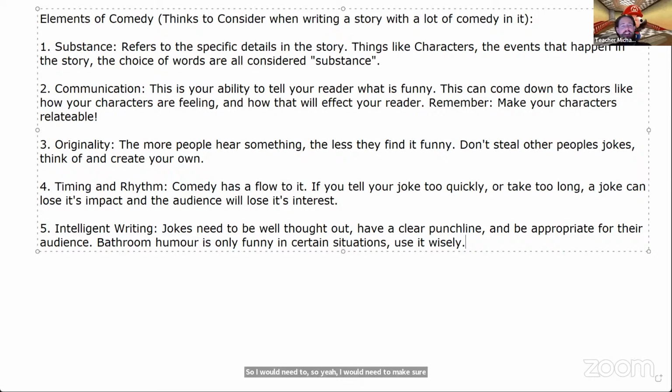Bathroom humor is only funny in certain situations, so use it wisely. So if you, just for an example, had to write a speech to deliver in front of, say, the president of Vietnam and the Vietnamese government, so really important, high-ranking people, you probably wouldn't want to tell a whole lot of bathroom jokes. So, nothing about farts, poos, wees, nothing like that.